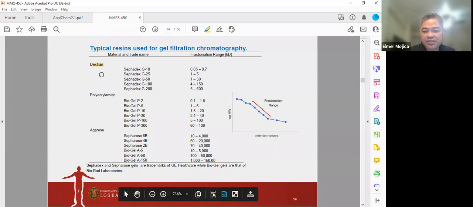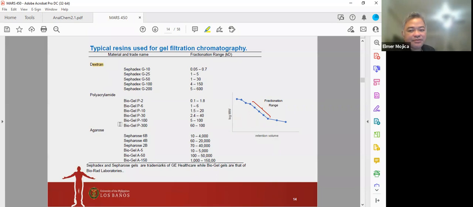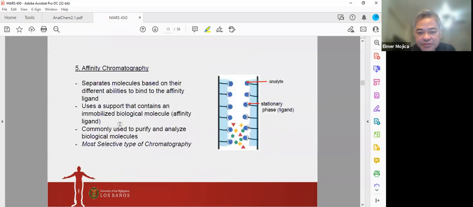The experience that I have is I used dextran and agarose to isolate a protein, or a lectin, coming from a sea cucumber. That's my experience in using gel filtration.